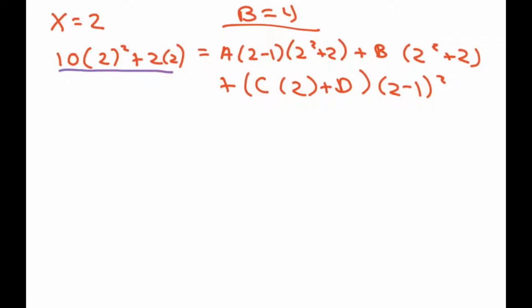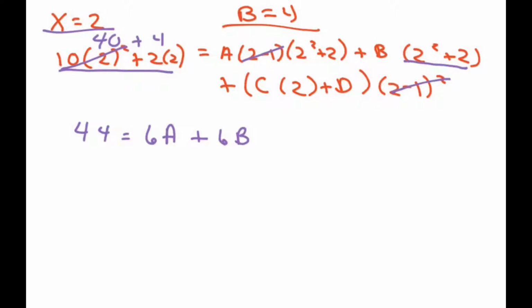This will be 40 here plus 4, so that's 44. This is nice. This is just 1, and that's just 1. That's why I picked 2. So 2 squared is 4, so it's going to be 6a. And then we have another 4 plus 2 is 6, 6b. That's just 1, so we have plus 2c plus d.